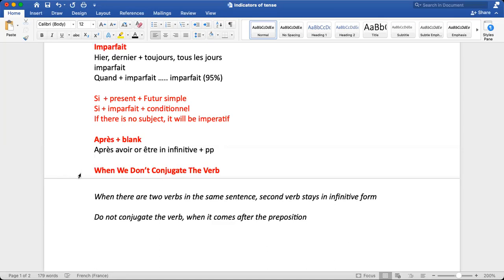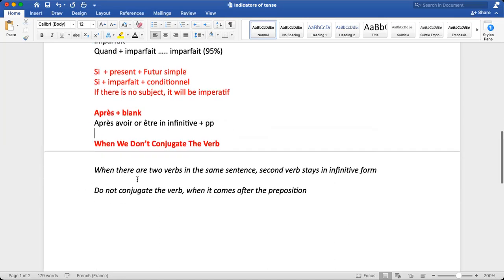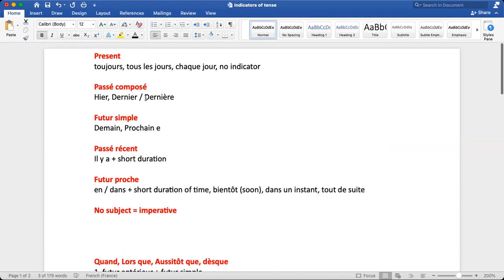When there are two verbs in the same sentence, the second verb stays in infinitive form. That's the rule. We always conjugate the first verb, and the second verb stays the same. Do not conjugate the verb when it comes after a preposition. As we have done here, après is a preposition. After the preposition, we write the infinitive form of the verb. So I hope these rules are clear.